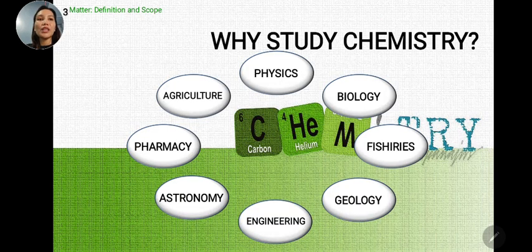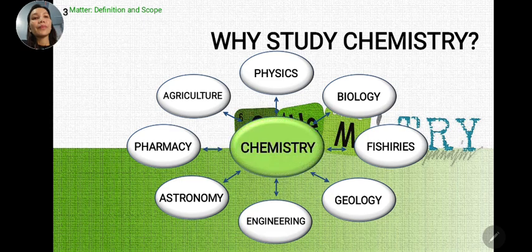So, why do we have to study chemistry? Chemistry is incorporated in our different sciences. It is in physics, biology, even fisheries, geology, engineering, astronomy, pharmacy, agriculture. What does chemistry have to do with engineering? Perhaps the properties of chemicals that will be used in building buildings, so that they do not corrode or get damaged easily. So, maybe that is where chemistry is used.